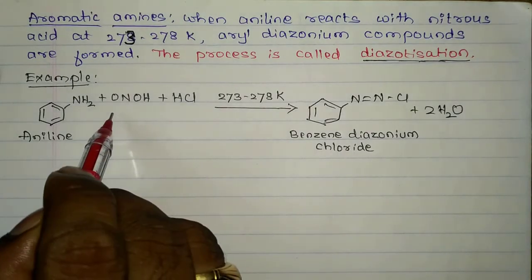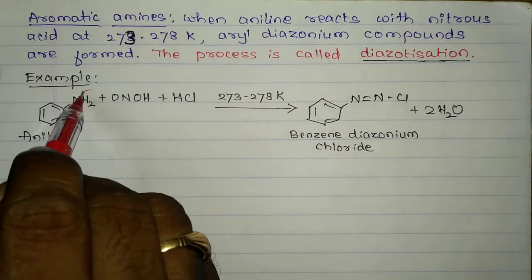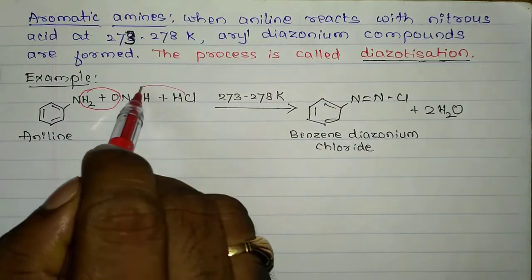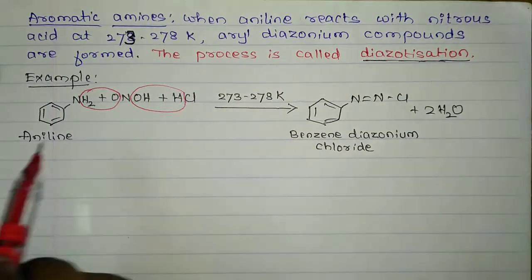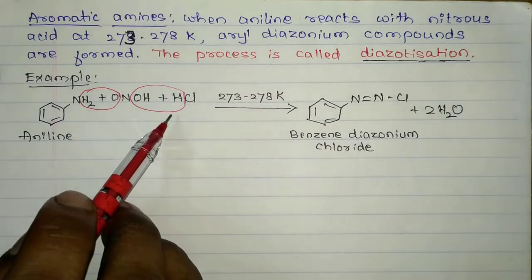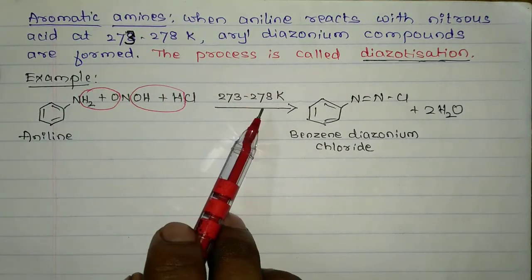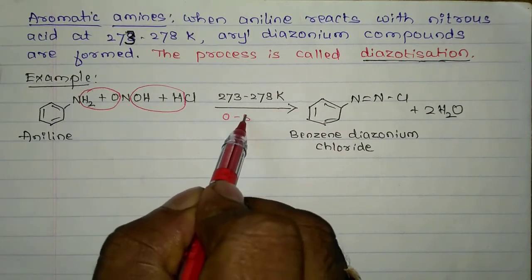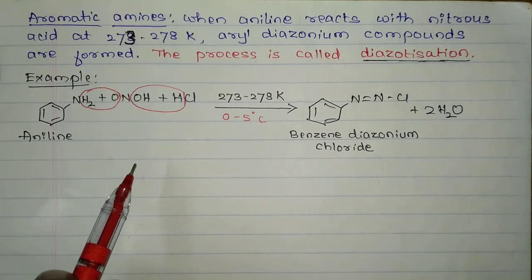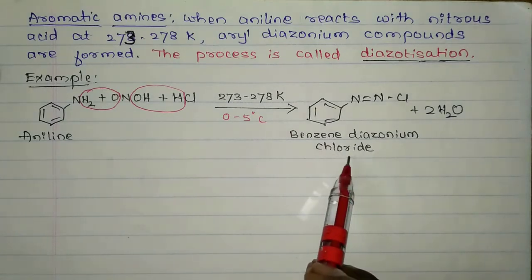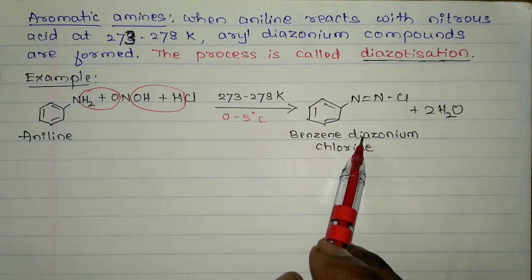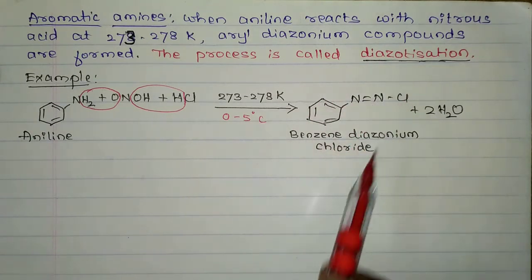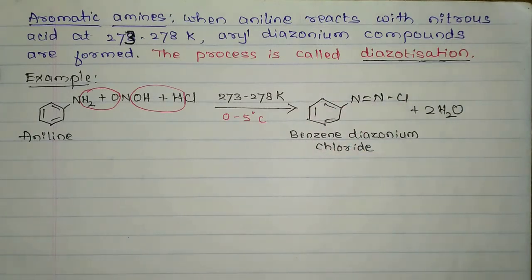Aniline reacts with nitrous acid. Here a molecule of water is eliminated, and here also a molecule of water is eliminated. Aniline reacts with nitrous acid and hydrochloric acid at 273 to 278 Kelvin, 0 to 5 degrees centigrade. Benzene diazonium chloride is formed, and this process is known as diazotization.